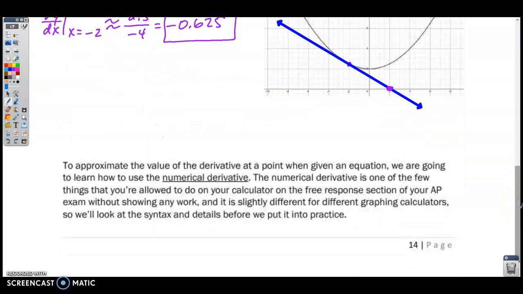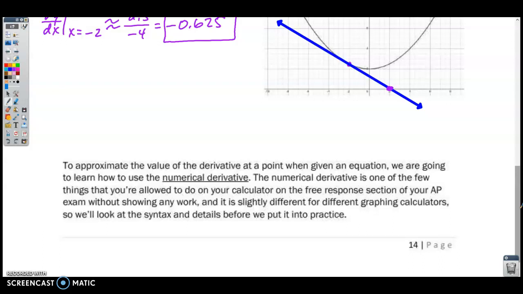All right, now, the last one. To approximate the value of the derivative at a point when given an equation, we're going to learn how to use the numerical derivative. I mentioned this earlier in the video. It's one of the few things that you're allowed to do on your calculator on the free response section of your AP exam without showing any work.